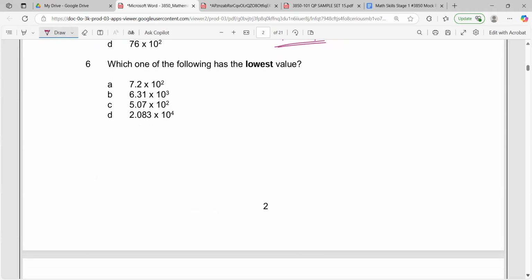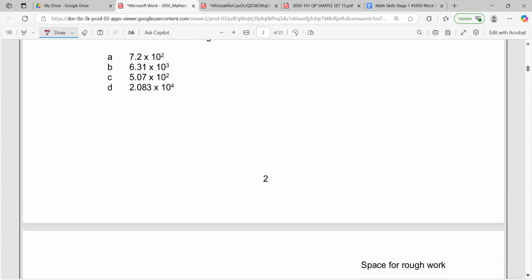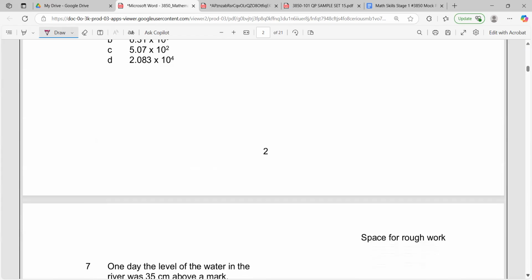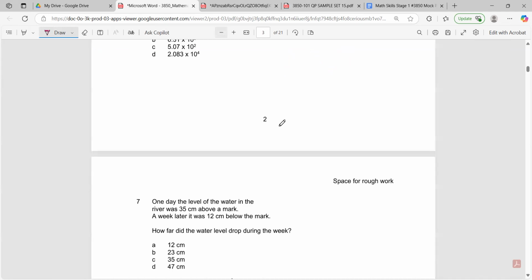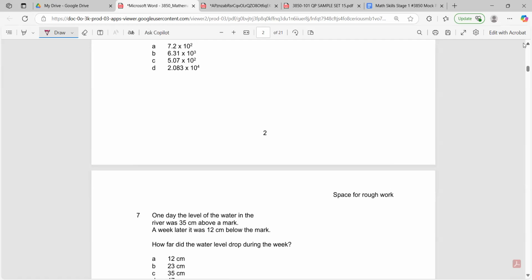Let me see if we can get in the next question in our frame. Nah, go worry. Yeah, man, you cannot worry. Which one has the lowest value?